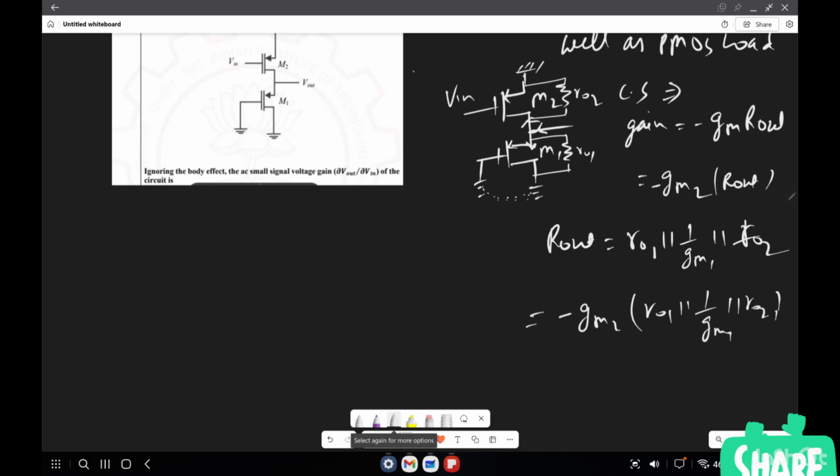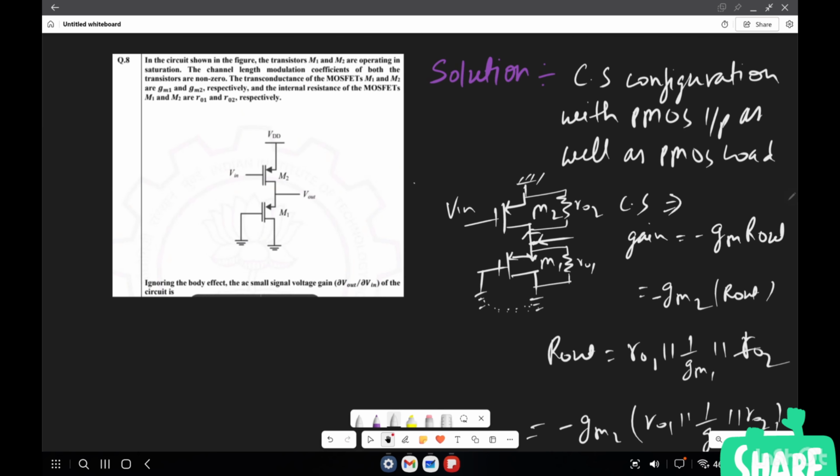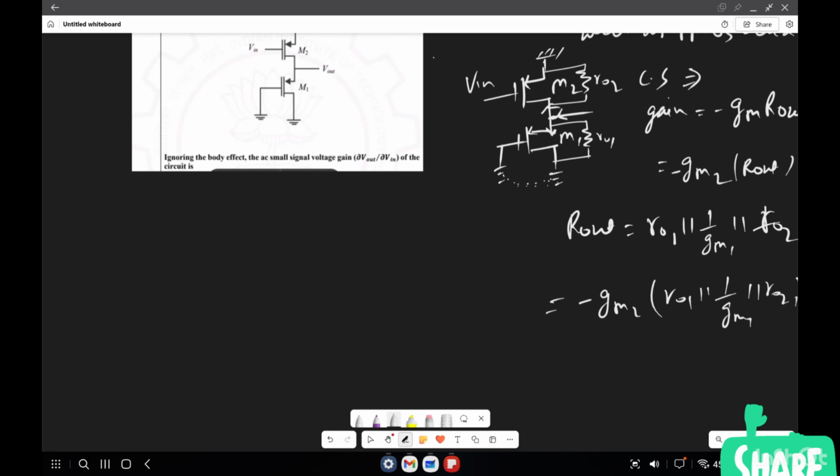Whenever we are seeing from the source of a MOS, it will have 1 by gm as its resistance, and because r1 and r2 are given, those will be in parallel. So this is simply without using small signal analysis. Now if you want, you can recheck using small signal analysis. Why make the small signal analysis here?